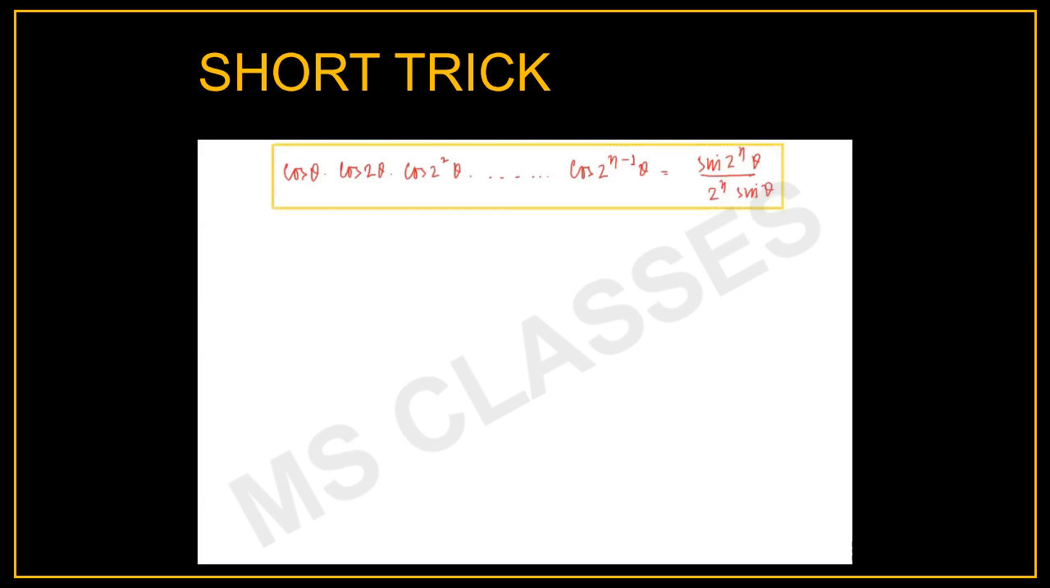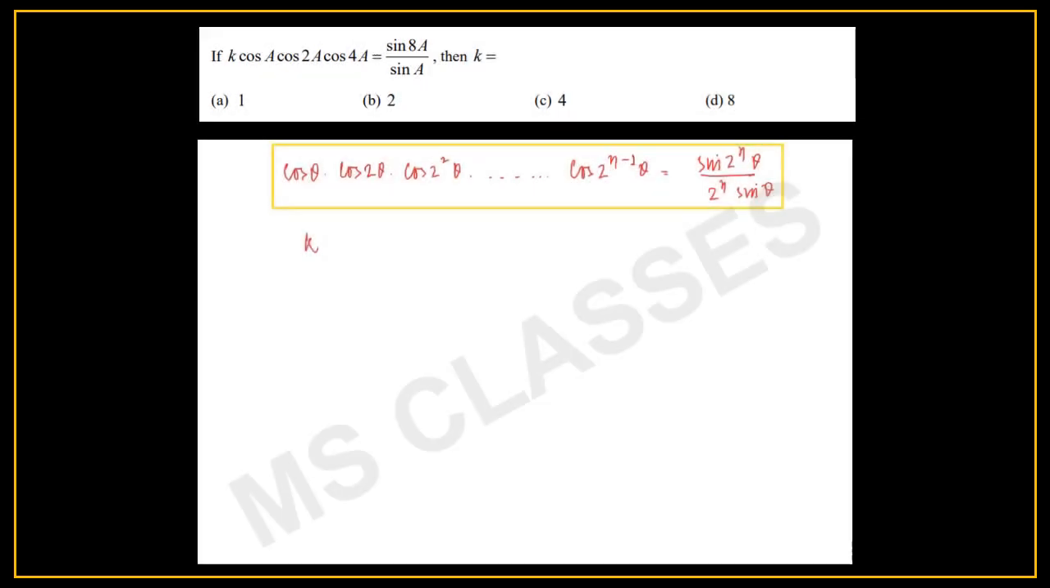We take one sum which will help us to understand. We have to find the value of k, and k is given in the expression as k cos a, cos 2a, cos 4a. And it is given that this is equal to sine 8a by sine a. So we can write that we have, just will try to correlate the given expression and the standard form which we know.